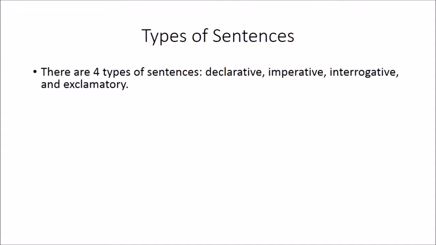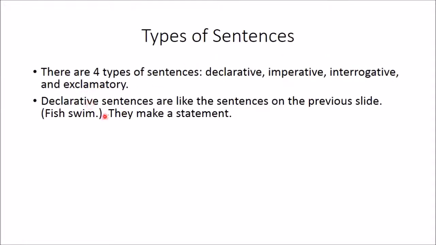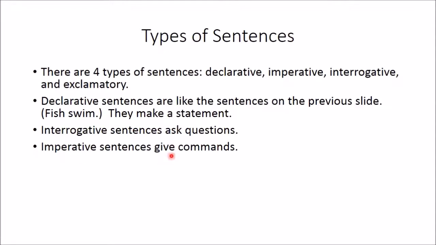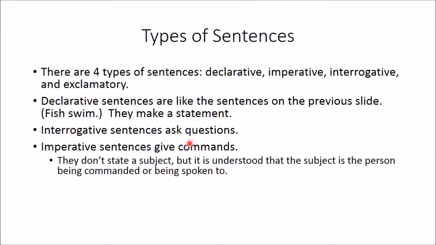Right now, types of sentences. 4 types of sentences: declarative, imperative, interrogative, and exclamatory. Declarative sentences are like the ones on the previous slide. Fish swim. They make a statement. Interrogative sentences ask a question. Imperative sentences give commands. All right.